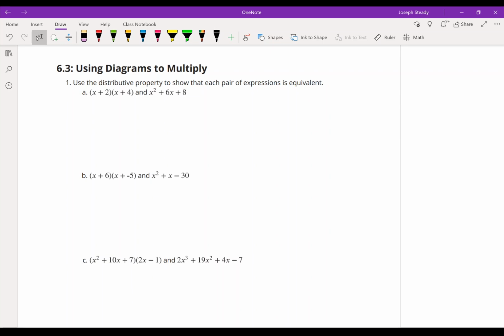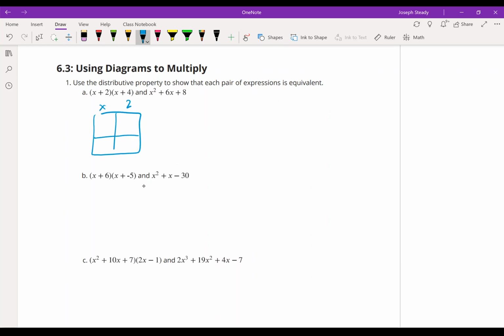In problem 6.3, our instructions are pretty direct. We're going to use box diagrams to multiply some factors together and then show that they match up with the answer that they already gave us, the standard form result. So we'll start off with one that we've done a bunch of before, which is just a regular quadratic starting in factored form. And we're going to multiply it out using a box diagram.